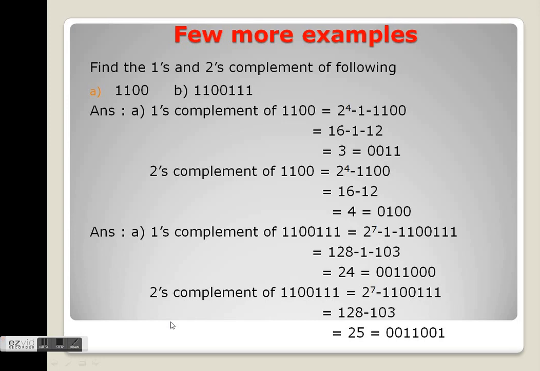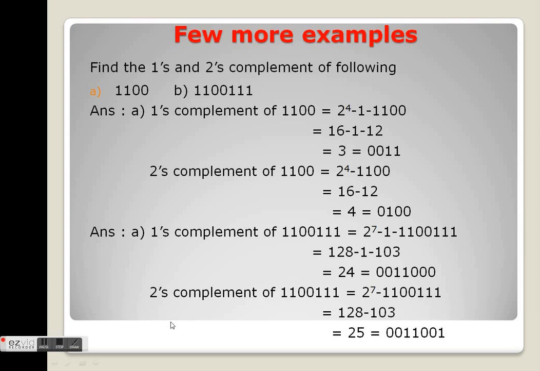Students, we can also check the answer with the help of the shortcut. In the shortcut, we know that to find ones complement, we change 1s into 0s and 0s into 1s. So in this case, we have changed 1s into 0s and 0s into 1s, and we'll get 0011000.